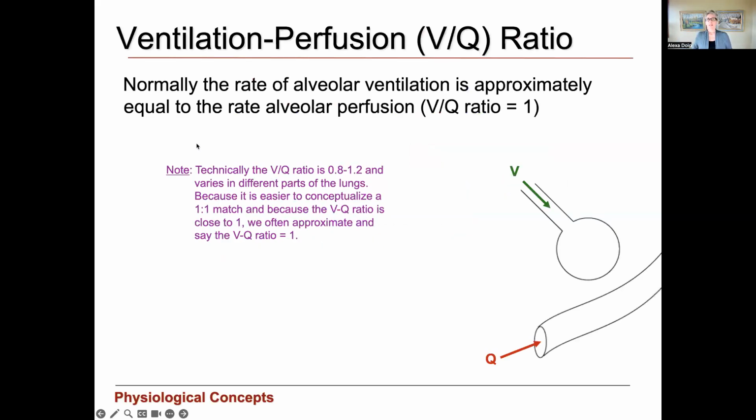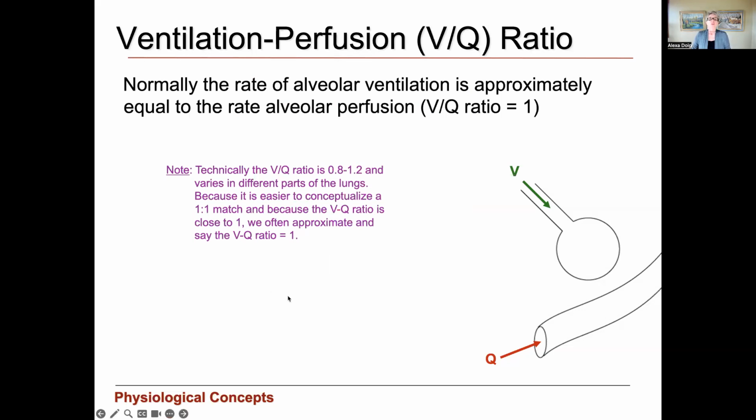Okay, so what is a VQ mismatch? Well, to understand a VQ mismatch, we need to back up and talk about a ventilation perfusion ratio. So the V, of course, stands for ventilation, and Q technically stands for perfusion. They didn't use P because P is used for pressure, and the next letter in the alphabet is Q.